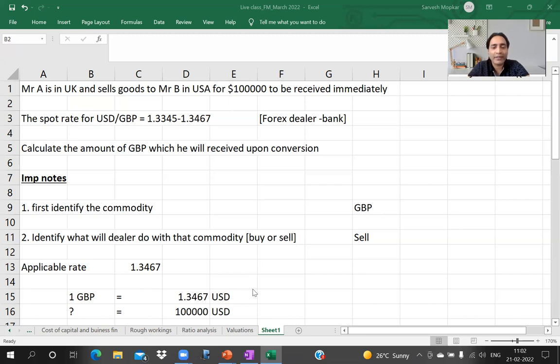I'm talking about dollars, okay, not GBP. Has he received dollars or has he paid dollars? He has received. Mr. A, yes. I'm talking about Mr. A. He has received dollars. Okay. Where is Mr. A situated? Which country? UK. Okay. So he cannot do anything with these dollars. So what will he have to do? He will have to sell these dollars and buy what?